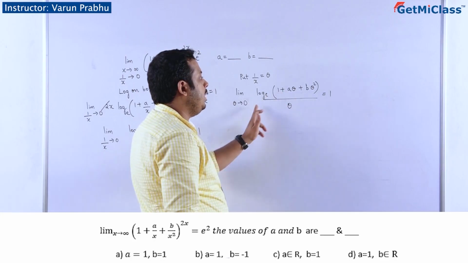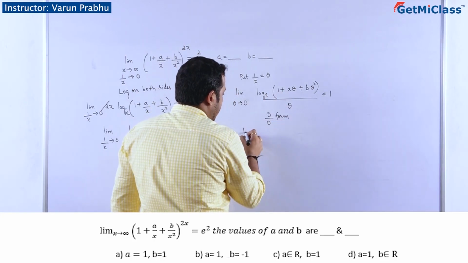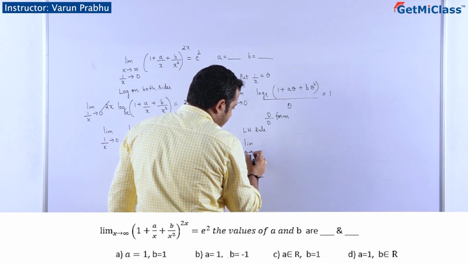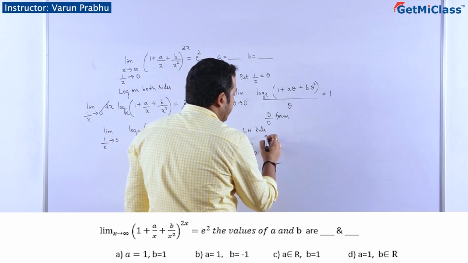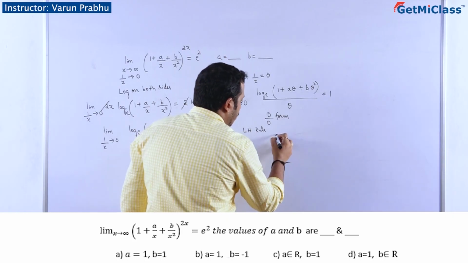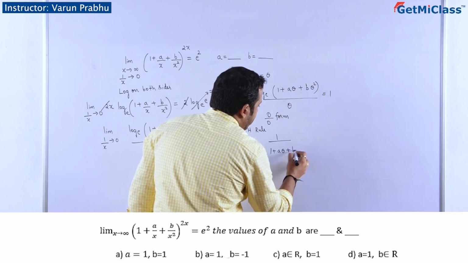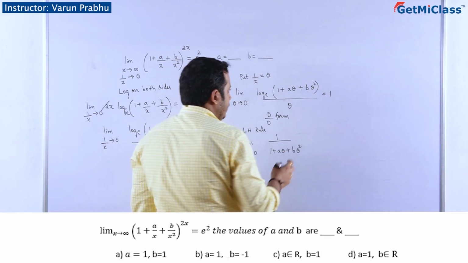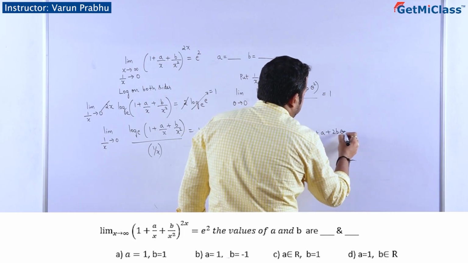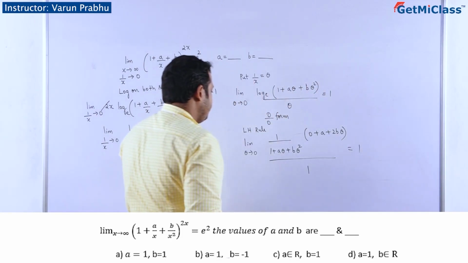Upon the application of direct limit, we will get here 0 by 0 form. So we will apply the L'Hospital's rule. So what do we get? Limiting value of theta tending to 0, log to the base e. Okay. So what is this? 1 divided by 1 plus a theta plus b theta square, into 0 plus a plus 2b theta, whole divided by 1 should be equal to 1.